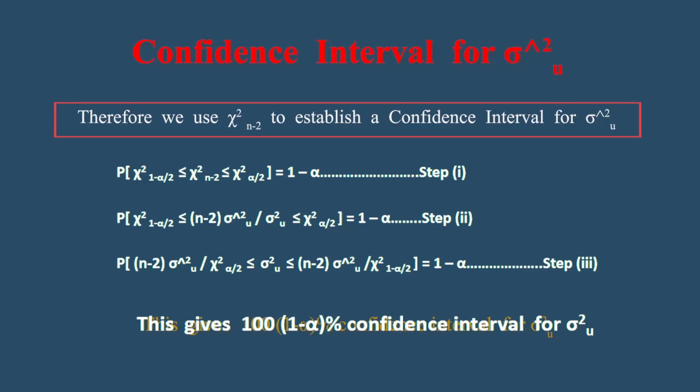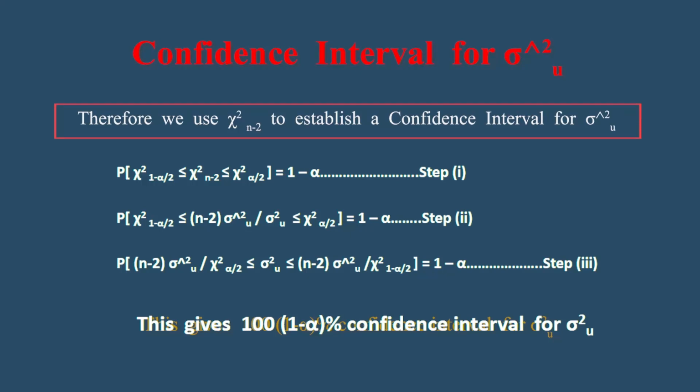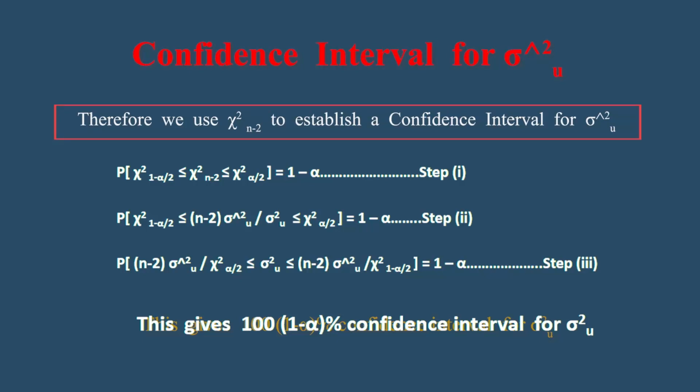This alpha by 2 at 0.025 level of significance. This chi square n minus 2 is lying within the interval, just like the z statistic, and it is on the other side of the distribution, which is equal to 1 minus alpha. So in the first step, we observe 1 minus alpha to come up as 95% level of significance.